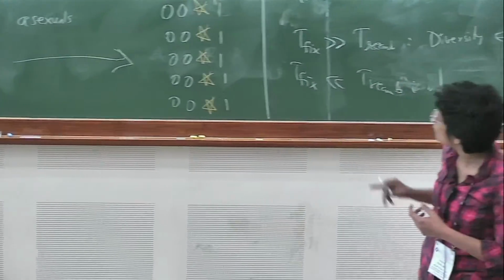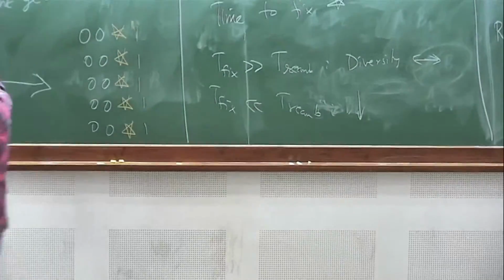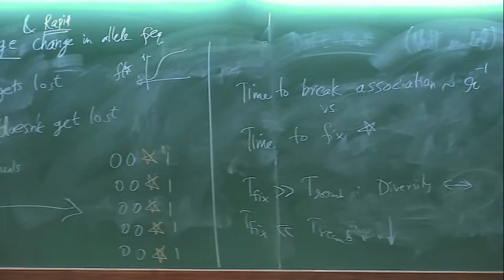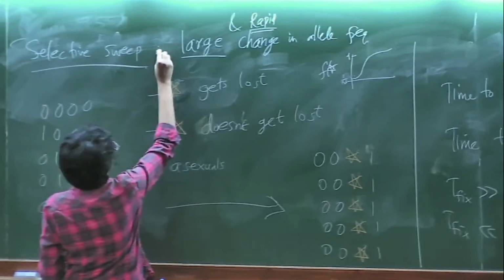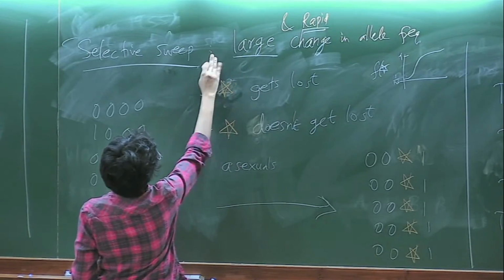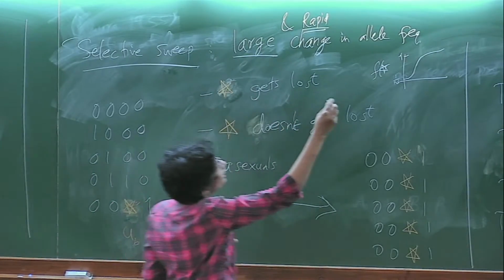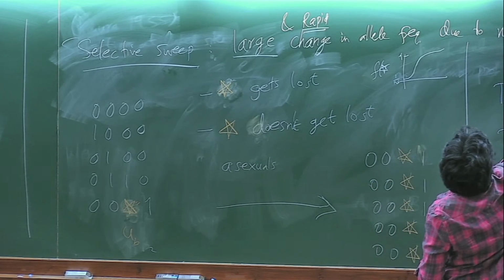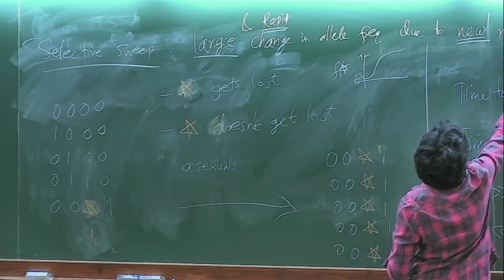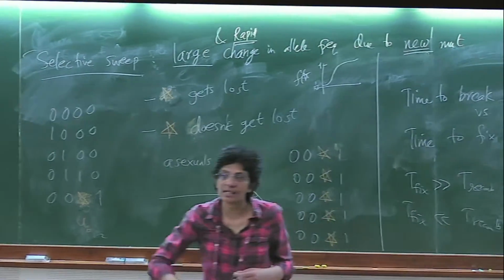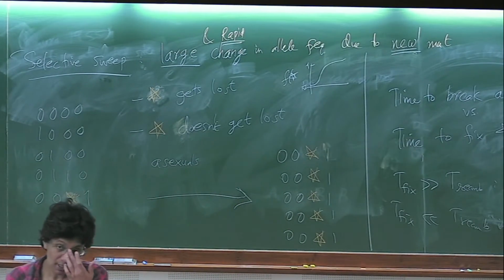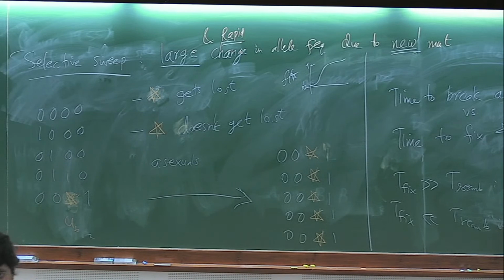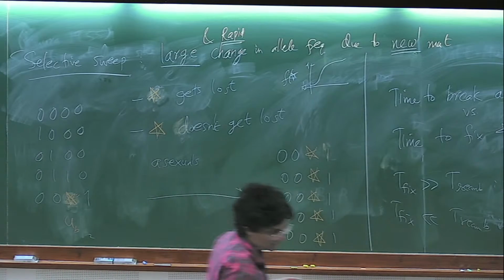Here I assumed, which I forgot to say, that the star is a new mutation. So there are a couple of points I want you to remember. A sweep is a large and rapid change in allele frequency due to a new mutation. But one can also consider sweeps due to standing genetic variation. That's called soft sweeps. I will not discuss that.